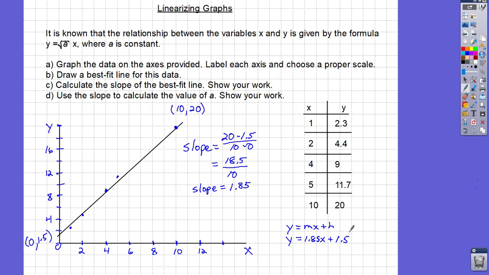Now I'm going back and I'm looking at this up here, and I know that y is equal to the square root of a times x, and I should probably put in there some sort of constant plus b or something like that. But the idea here is just by comparison. So I know that the coefficient of x in this equation is 1.85, and I see the coefficient of x in this equation is square root of a. That means that I can say that the square root of a is equal to 1.85. So that means a is equal to 1.85 squared, which is 3.42.